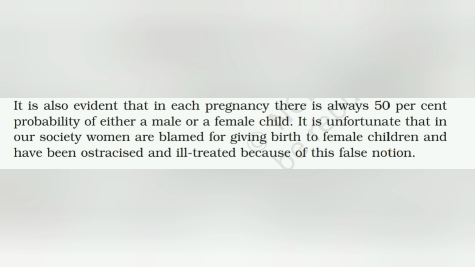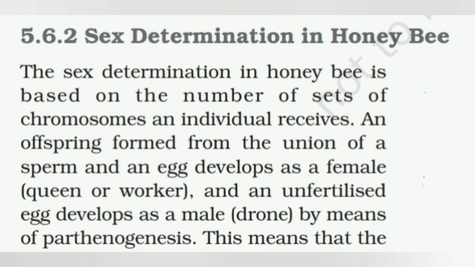A unique sex determination is there in the honeybee. The sex determination in honeybees is based on the number of sets of chromosomes an individual receives. An organism formed from the union of sperm and egg develops as a female, which may be a queen bee or a worker bee, but an unfertilized egg develops as a male, that is by means of parthenogenesis.